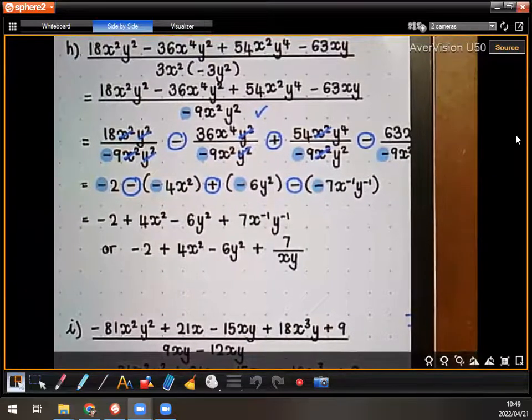Okay, remember when we worked with negative numbers at the beginning of the year? If you have two minuses next to each other, you have to put a bracket around it. Okay, you can't just write two minuses. It's confusing. Then 36 divided by 9 is 4.